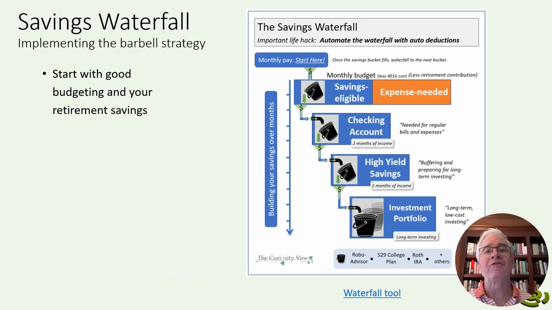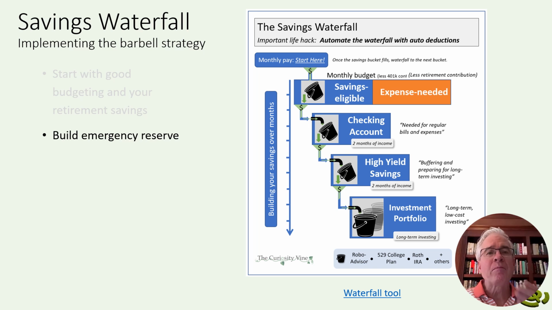Next, I'll remind you of the entry point for the IBS. That is your savings waterfall. We discussed the savings waterfall in an earlier vidcast. You can find it on the website and YouTube. This starts with good budgeting and allocating your retirement savings.